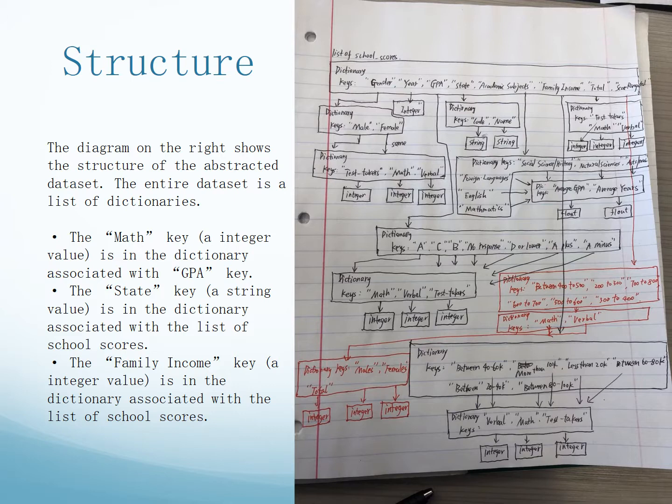The math key is an integer value in the dictionary associated with the GPA key. The state key, a string value, is in the dictionary associated with the list of school scores. The family income key, an integer value, is in the dictionary associated with the list of school scores.